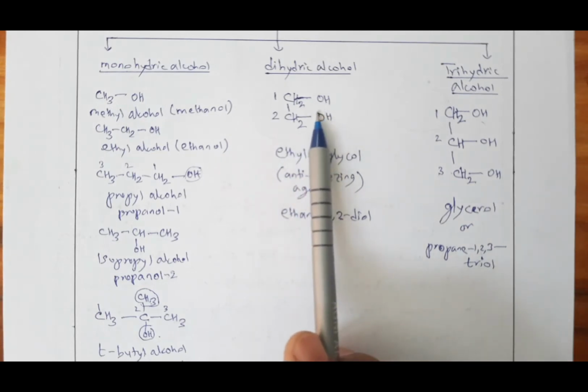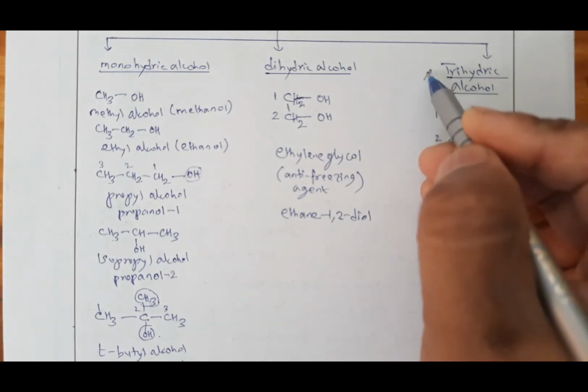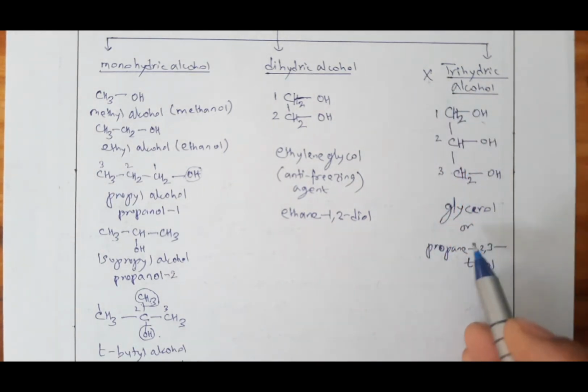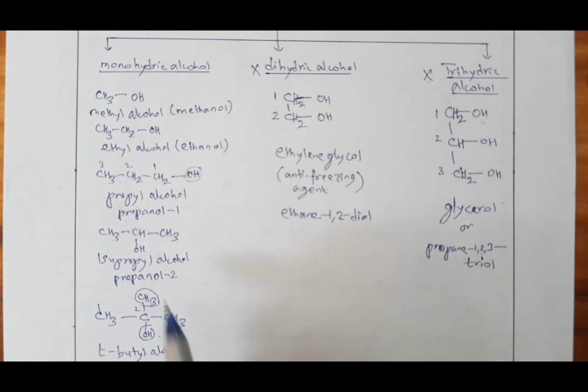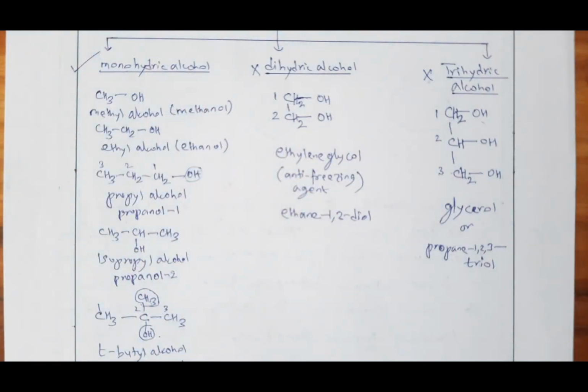And those that contain 2 OH are dihydric, those that contain 3 OH are trihydric. And do remember, in the reduced syllabus, you don't have to learn about trihydric alcohol, but just remember one example. You don't have to learn about dihydric alcohol, just remember one example. Whereas monohydric alcohol we have to learn under the syllabus, so this is important to us. Monohydric alcohol is important to us as compared to di and tri, but do remember one example of each.